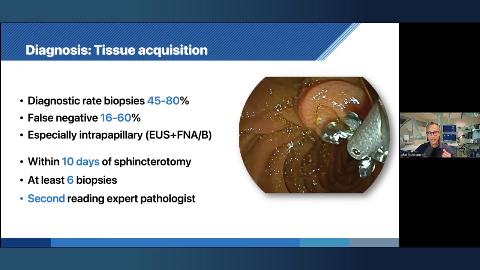Now, considering tissue acquisition, you need to take a lot of biopsies, because the diagnostic rate of the biopsies is about 60%, with a high rate of false negatives. And it is especially so in the intrapapillary lesions, because there's overlying normal mucosa. These lesions are best assessed with EUS, and in some instances you can also do FNA or FNB if they are large enough. If you do biopsies, do them within 10 days if a sphincterotomy has been done, because if you wait too long, you've got a lot of scarring tissue, and that may inhibit proper assessment. Now, take at least 6 biopsies and have a low threshold for calling in a second expert pathologist for reviewing the slides.